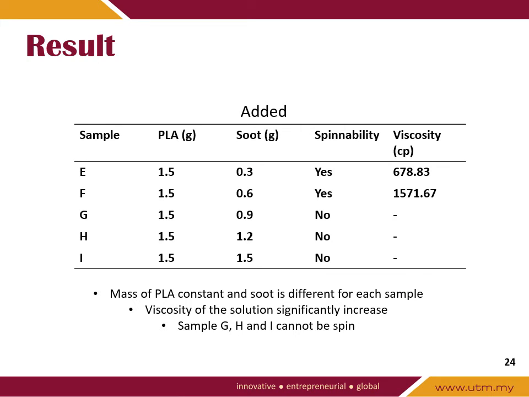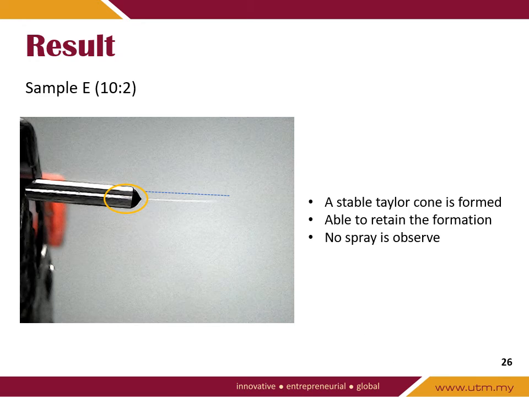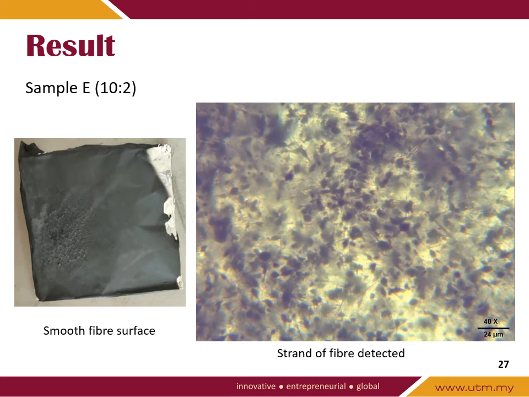For the added sample set, the viscosity of the solution increases as the mass of PLA remains constant for each process. In this set, only 2 samples were able to be spun. Based on the graph, we can clearly see the significant increase in the viscosity of the samples. For sample E, a stable Taylor cone is formed, able to retain the formation throughout the process, and no spray is observed. We obtain a smooth fiber surface with a strand of fiber detected.